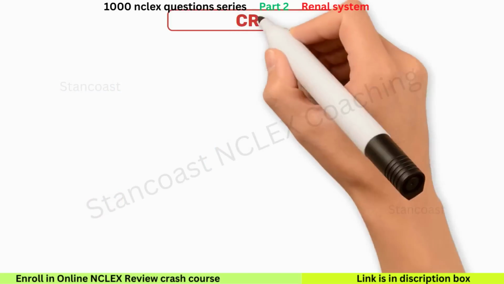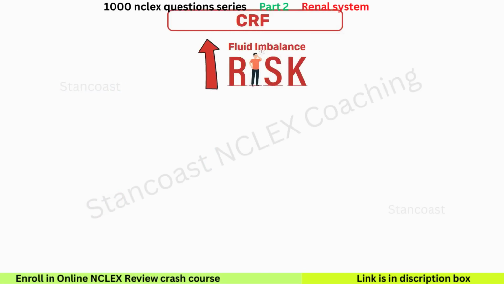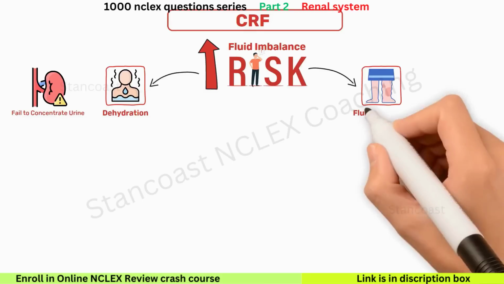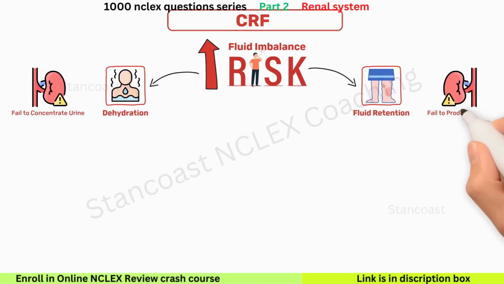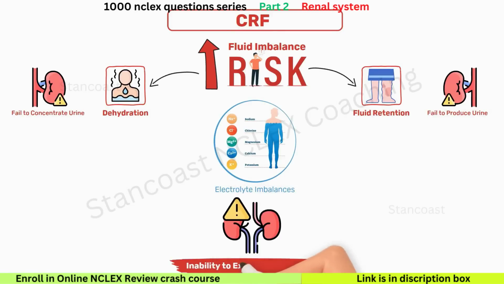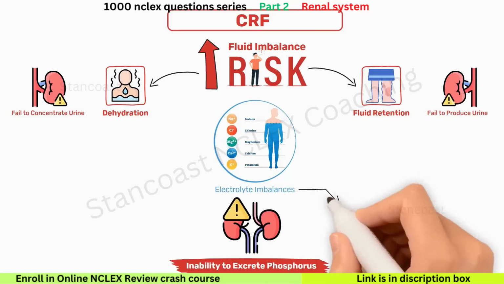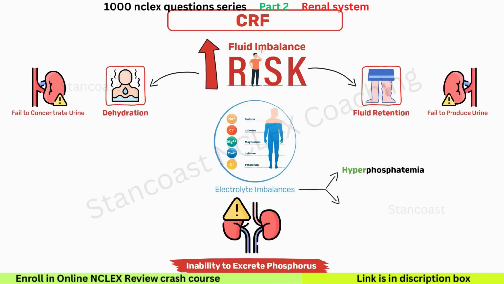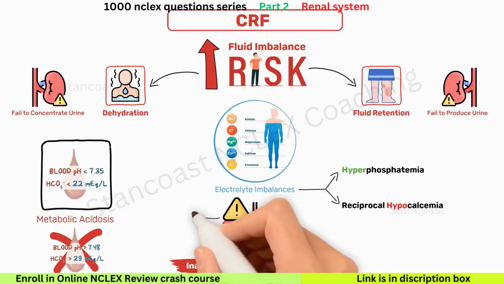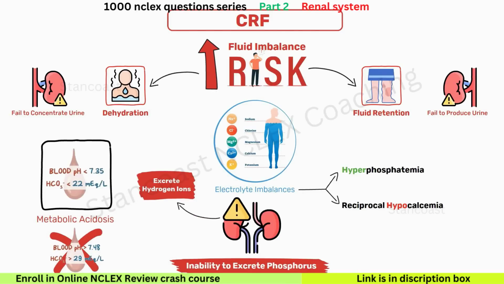A patient with CRF faces the risk of fluid imbalance. Dehydration if the kidneys fail to concentrate urine, or fluid retention if the kidneys fail to produce urine. Electrolyte imbalances arise from the kidney's inability to excrete phosphorus, potentially leading to hyperphosphatemia and reciprocal hypocalcemia. CRF may result in metabolic acidosis, not metabolic alkalosis, due to the kidney's inability to excrete hydrogen ions.